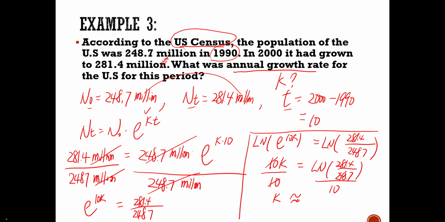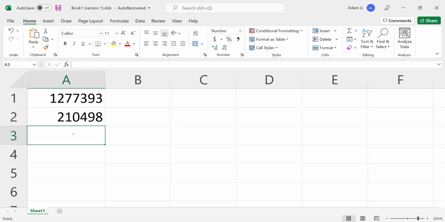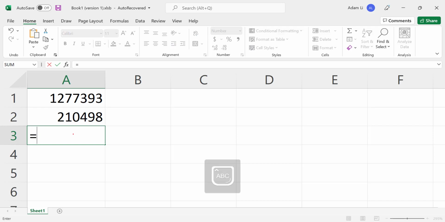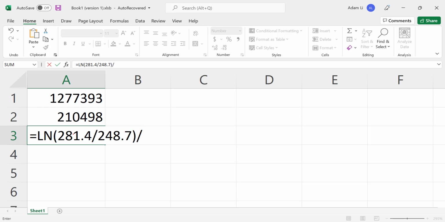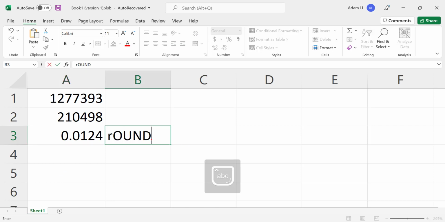Again, we gotta use the Excel calculator. So I'm gonna use Excel. Here we do ln first, and we put in 281.4 over 248.7 and divide by 10. And that will give us the rate, the constant growth rate. And this turned out to be, usually we turn it in to the full decimal place. Okay, so for the rate, round to the full decimal place.